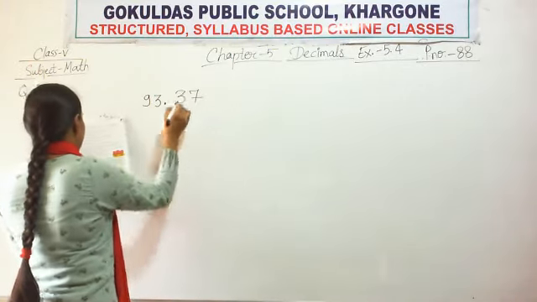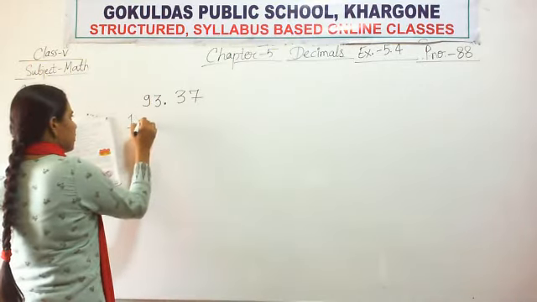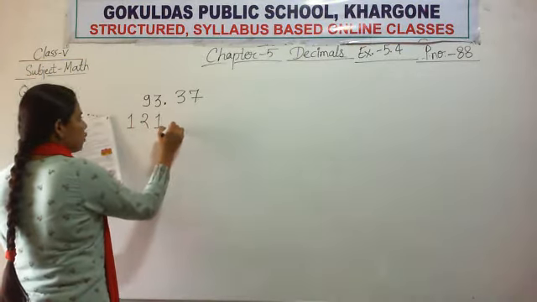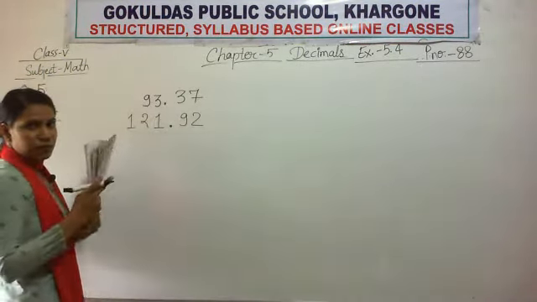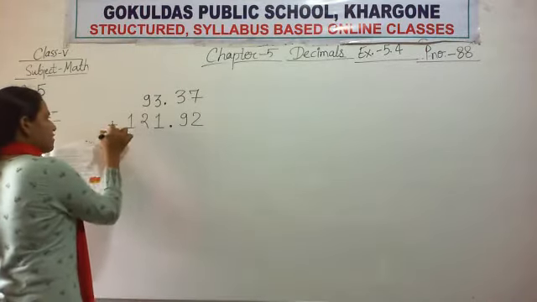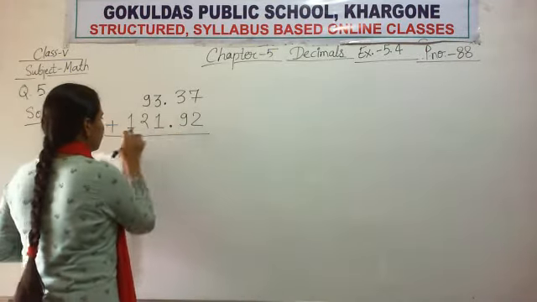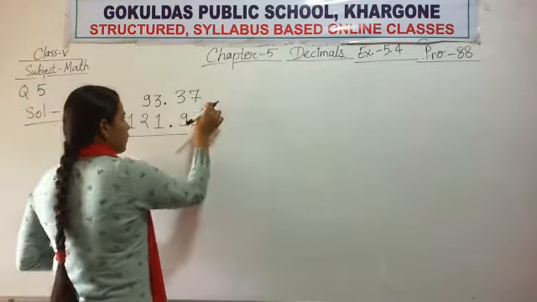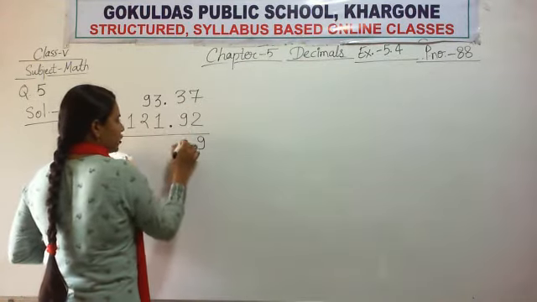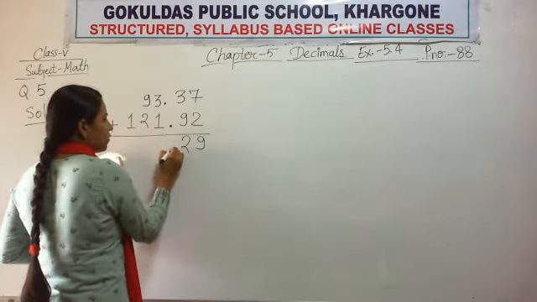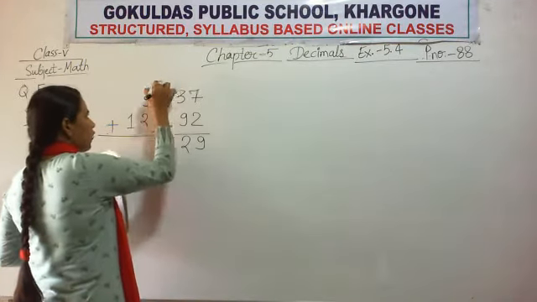93.37 is our first number. The other number is 121.92. I have arranged both the numbers column wise. Now as I need to find the sum, I am putting the plus symbol. 7 plus 2 is 9. 3 plus 9 is 12. 2 here, decimal symbol, 1 carry forward.